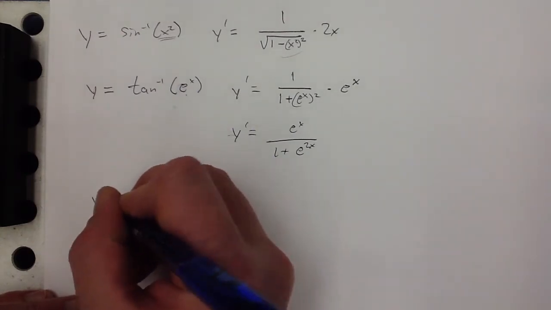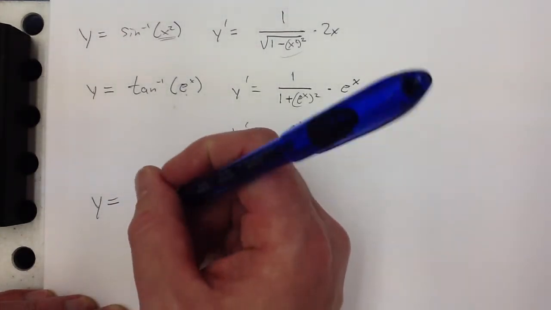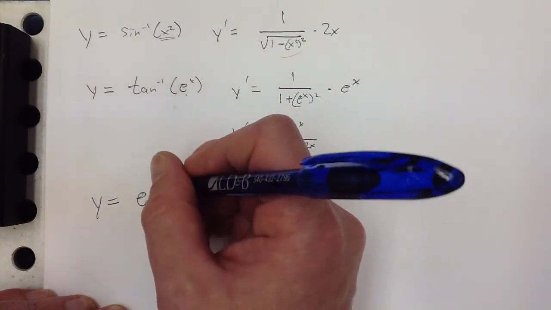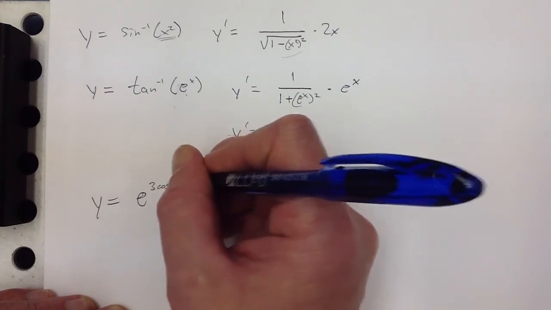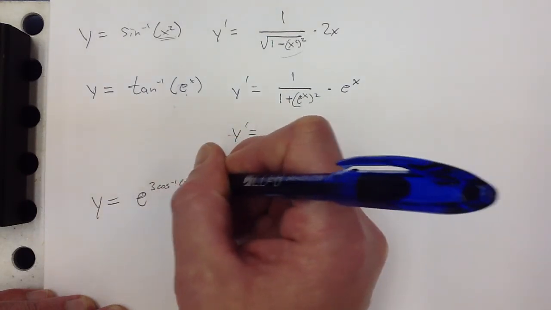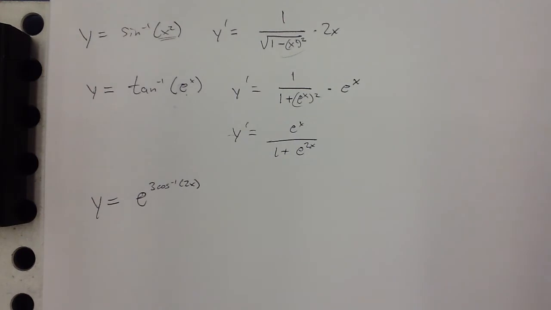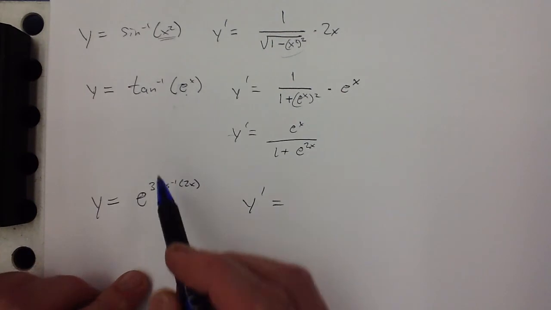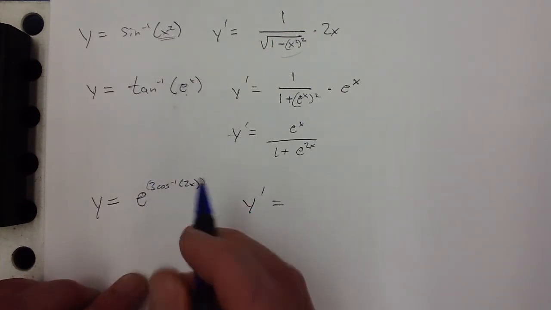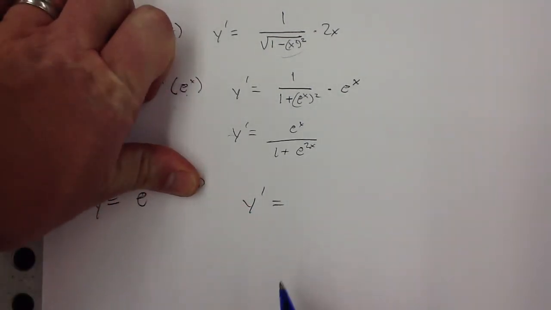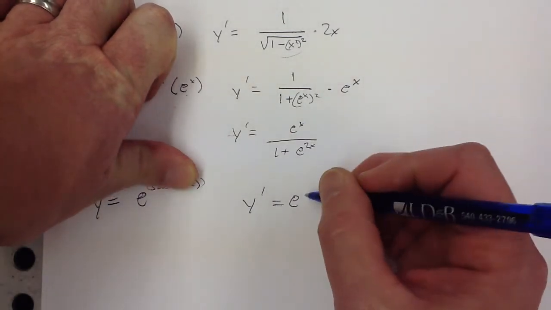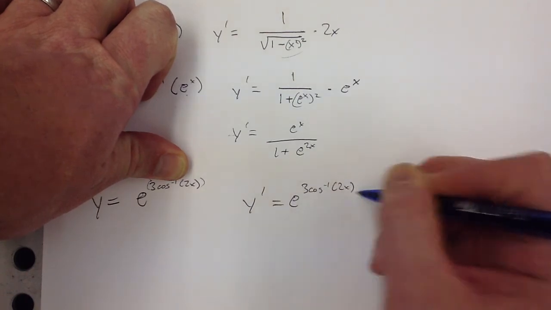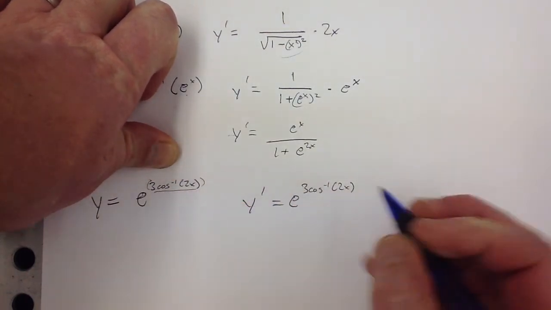Let's do one more. Y equals, how about e to the 3 cosine inverse 2x. And that's got a couple layers in it. See if we can get our way through that. Okay, so first level of chain rule, I've got e to the something. The derivative of e to the something is e to the something, right? It's its own derivative, times the derivative of what's inside.